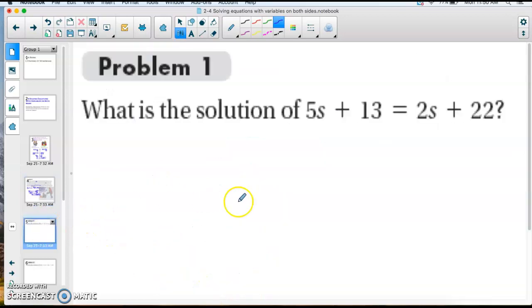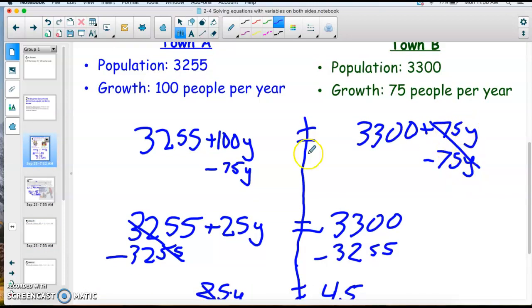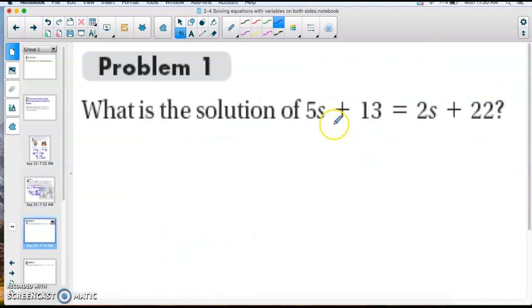All right, so the next problem for us, we have 5s plus 13 equals 2s plus 22. Like in that first problem with the town people, I always like to move the variable first, and I like to move the smaller variable over to the other side. So here we have 5s and 2s, so I would subtract 2s just because I don't like negative variables. It's another step. Okay, if you end up bringing the 5 over, it doesn't matter. You're going to end up with a negative 3s, and you'll just have to deal with the negative later. It's fine, but I prefer to do it this way.